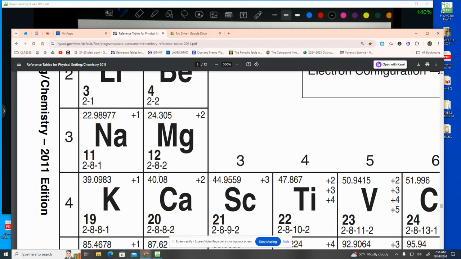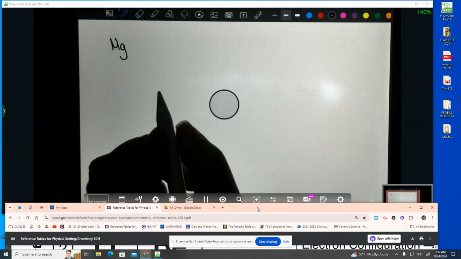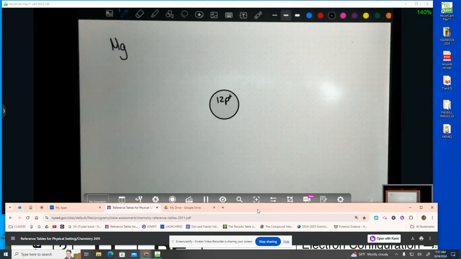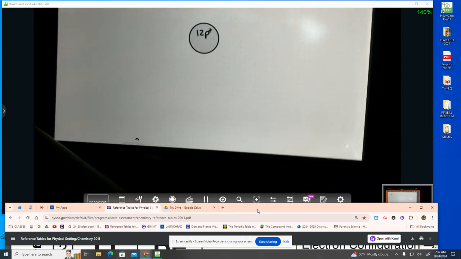How many? 12. I love it. So let's pull this back down. Let's write 12 protons here. Okay, we're not going to worry about neutrons right now. We're going to draw the Bohr diagram for this magnesium.